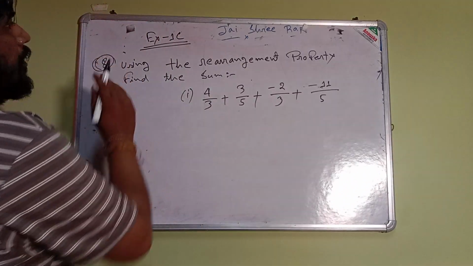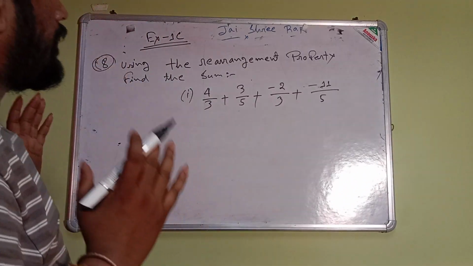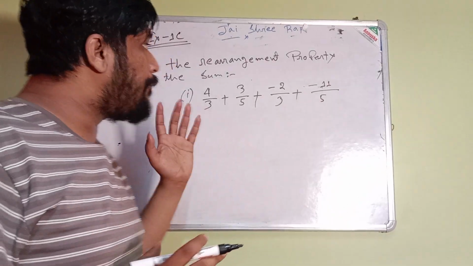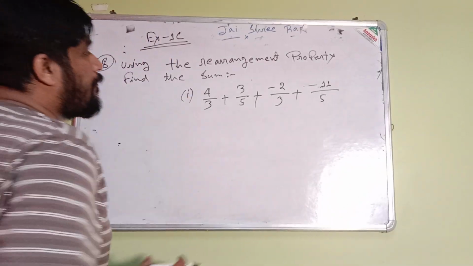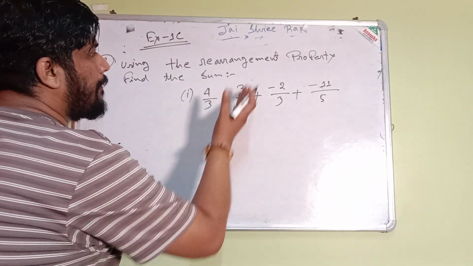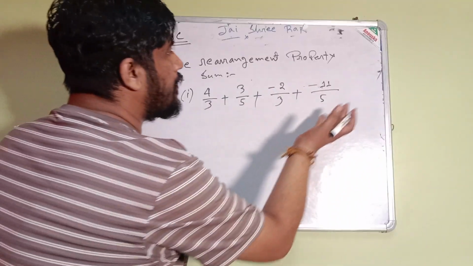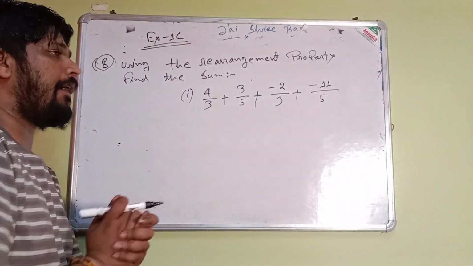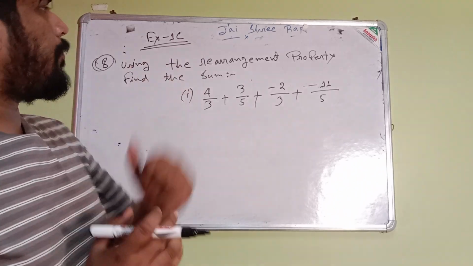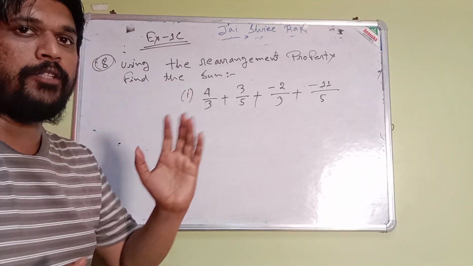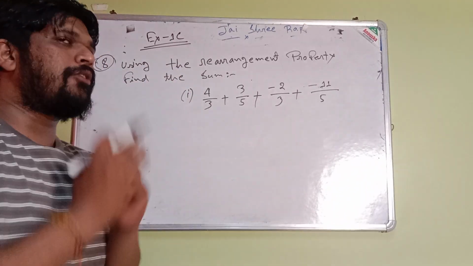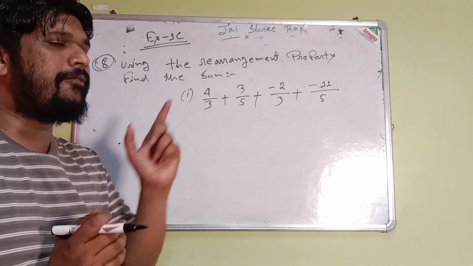Using the rearrangement property, find the sum. Hope you already have books. So look at the question. First of all, the question is 4/3 + 3/5 + (-2/3) + (-11/5). Whenever the question mentions the rearrangement property, just remember the properties I have learned in my previous class.